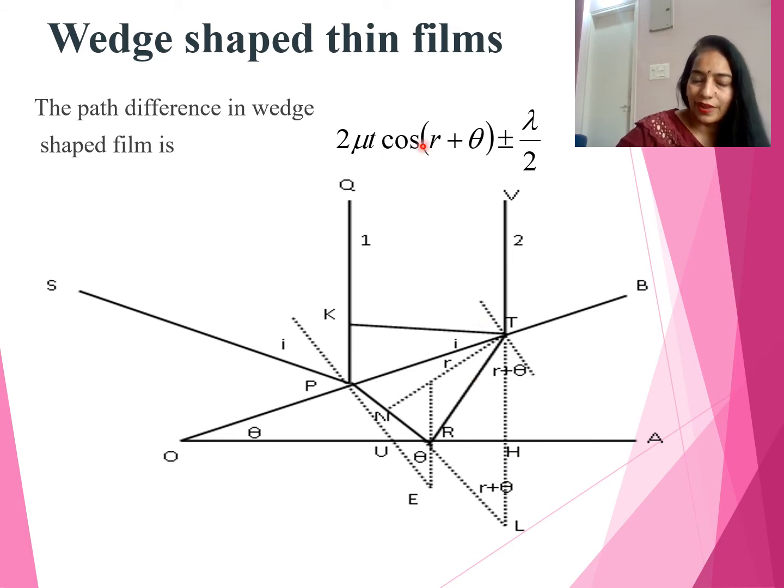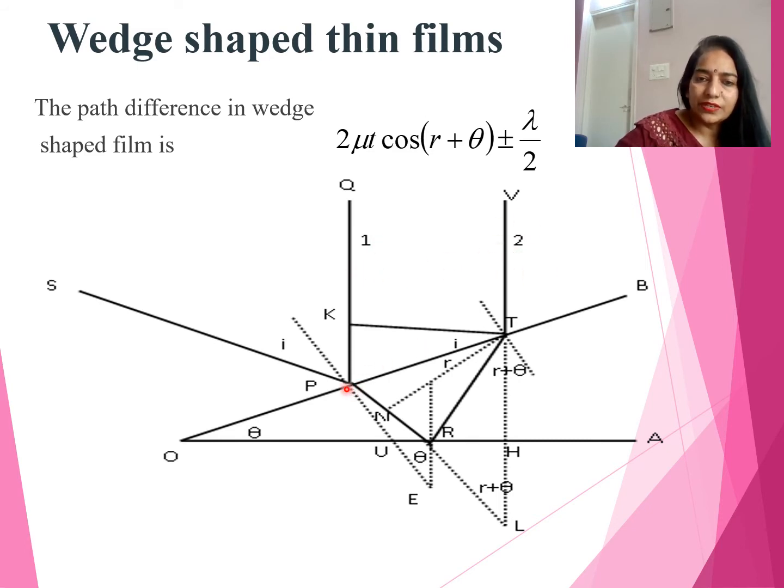We show only the reflected components of the light, which emerge out in the same direction. This reflected light emerges out in the same direction. We get rays 1 and 2. Now we want to calculate the effective path difference between rays 1 and 2.